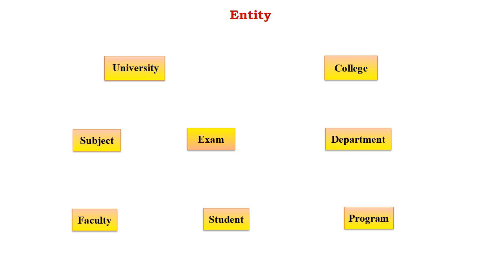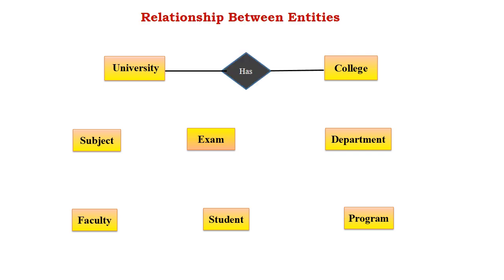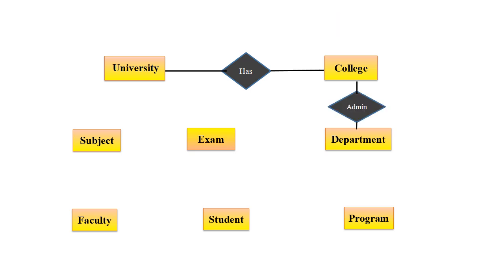What is the next step? Identify the relationship between the entities. What is the relationship between university and college? Has. It means the university has colleges. What is the relationship between college and the department? The college administers the department. What is the relationship between department and the program? The department offers many programs. What is the relationship between student and the program?